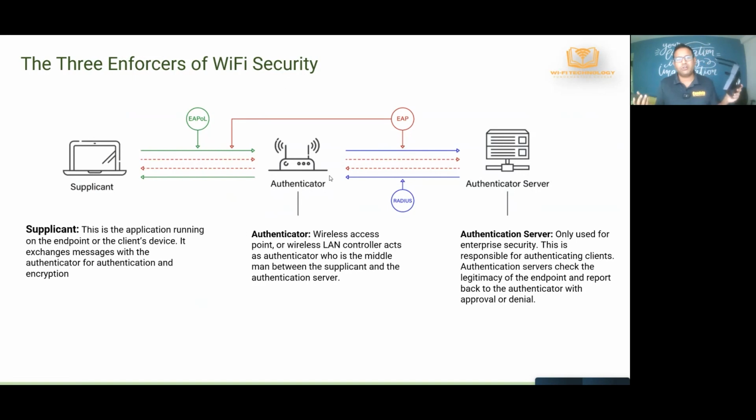But if you're talking about enterprise security, then we need an entity called the authentication server. We talked about this last time also. We want to centralize the whole security process. There could be several access points, and in that case the authenticator is just acting as a relay, relaying the information between the supplicant and the authentication server. All the security handshakes, the authentication handshakes, and everything happen between the supplicant and the authentication server on the enterprise network. We'll talk about that in a little more detail in the coming slides.